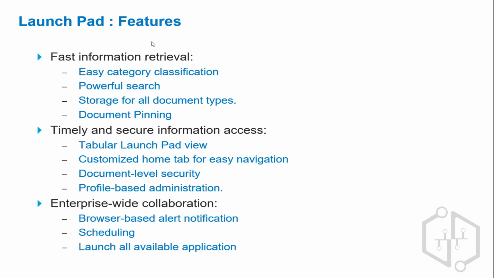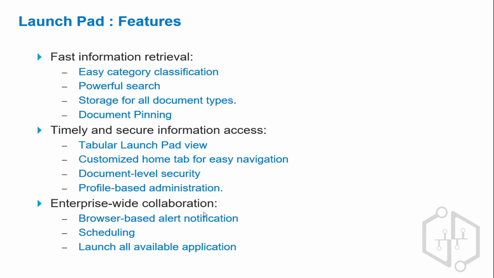The second feature is timely and secure information access. The information is very much secured here. Tabular Launchpad views, customized home tab for easy navigation. The tabs can be customized based on our requirement and preference. There is document level security, so we can apply security at the report level, so that only the users who need access will get access to those reports. Profile based administration is also possible. For developer, tester or administrator, we will create profiles based on their job role, and it is possible to administer using profiles.